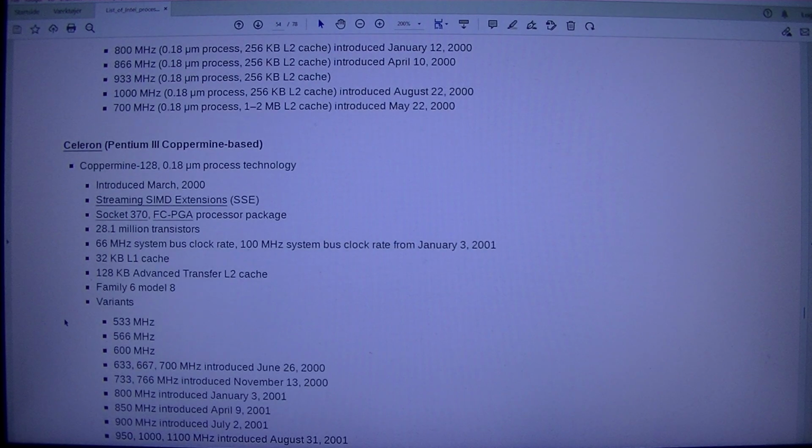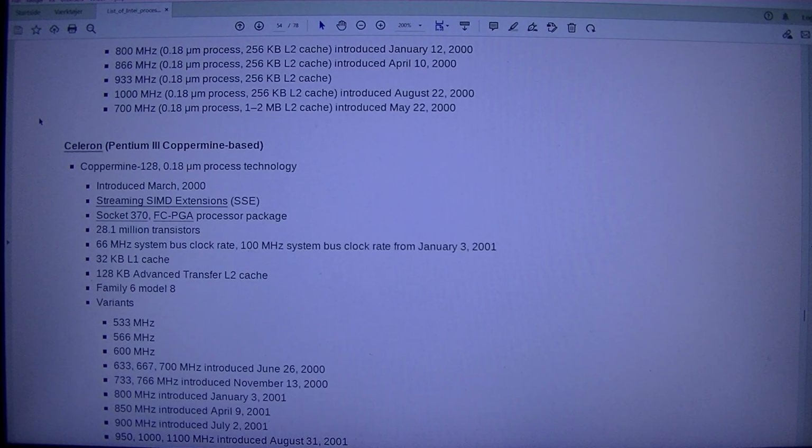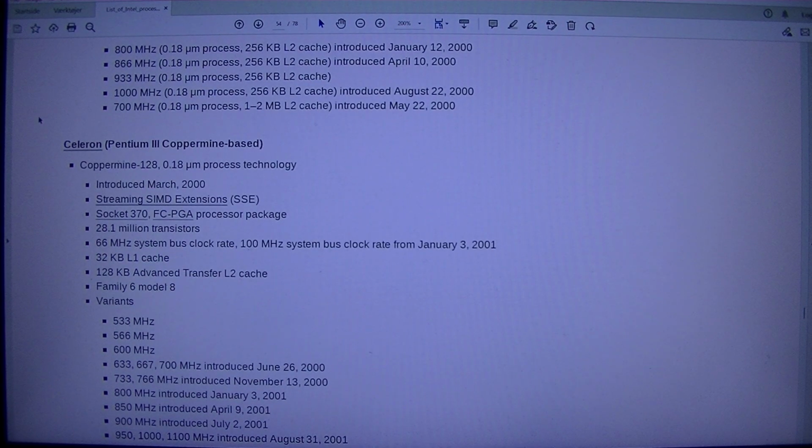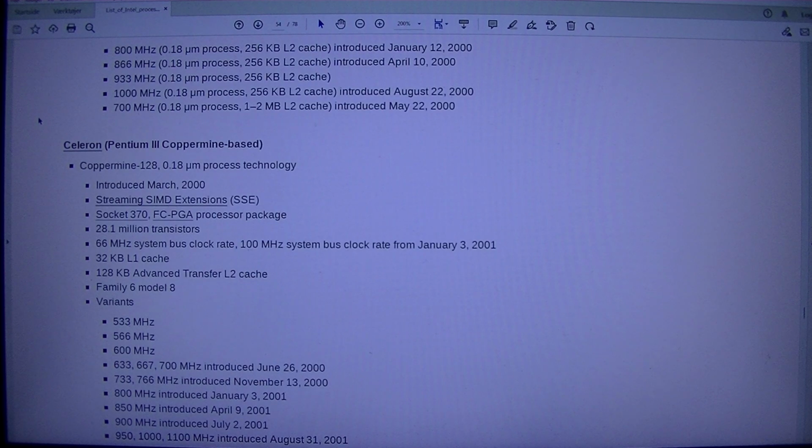800 MHz, 0.18 micrometer process, 256 kilobytes L2 cache, introduced the 12th of January, 2000. 866 MHz, 0.18 micrometer process, 256 kilobytes L2 cache, introduced the 10th of April, 2000. 933 MHz, 0.18 micrometer process, 256 kilobytes L2 cache. 1000 MHz, 0.18 micrometer process, 256 kilobytes L2 cache, introduced the 22nd of August, 2000. 700 MHz, 0.18 micrometer process, 2 megabytes L2 cache, introduced the 22nd of May, 2000.